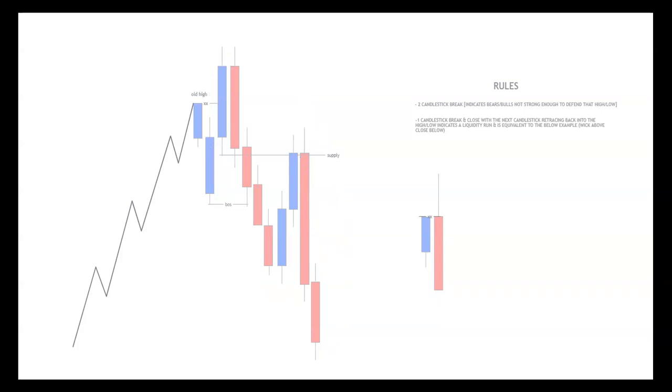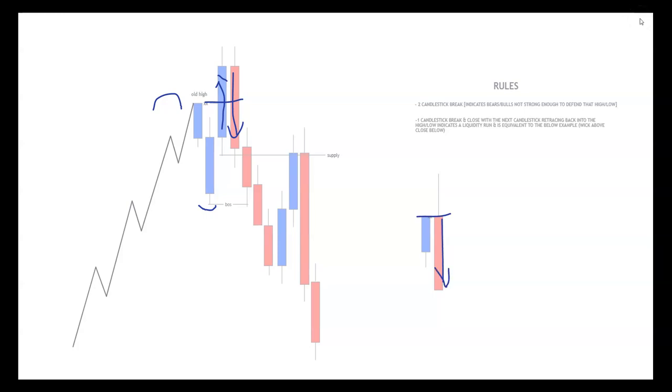A 2 candlestick break indicates the bulls or bears are not strong enough to defend that low or high. So the bulls sitting here were not strong enough to defend this low, and the bears sitting here were strong enough to defend that high. A 1 candlestick break and close with the next candlestick retracing back into that high or low indicates a liquidity run, and is equivalent to the below example, wick above and close below. So this move here with a 1 candlestick break and close with an immediate retracement below this old high is equivalent to the market just wicking above that high there and then closing below with the candle.